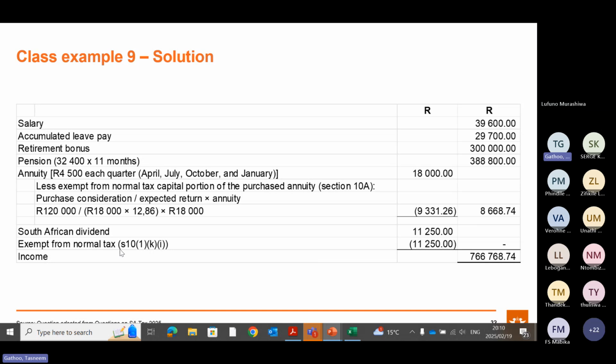8,668.74. In terms of the South African dividend, he received 11,250, and the full amount is exempt in terms of Section 10(1)(k). So his total income is 766,768.74. Any questions, guys?